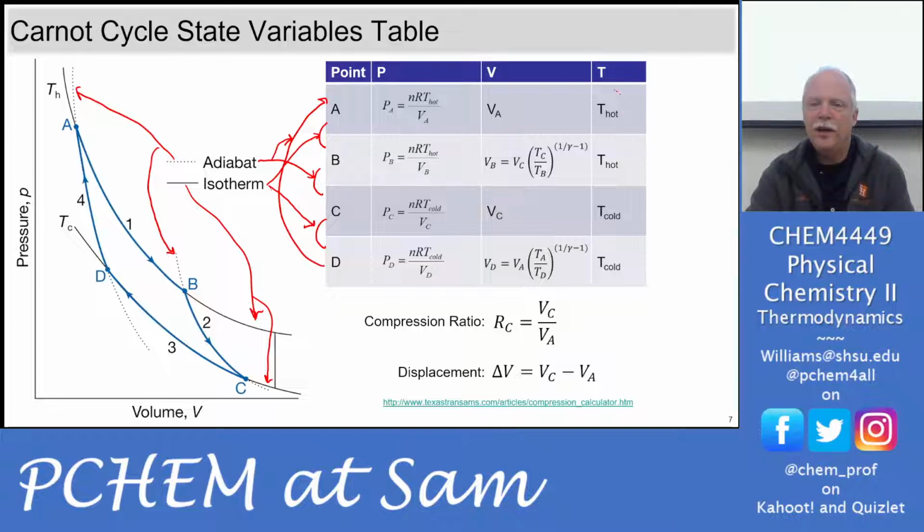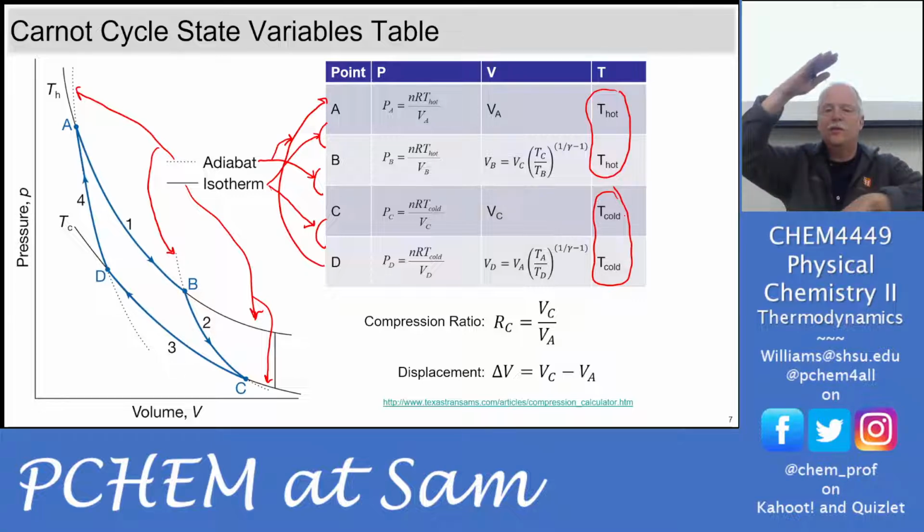And you can see that over here, but that's the key for finding out which of these is hot and cold. You see both A and B are on an isotherm, so they have the same temperature. And then C and D are on an isotherm, so they have the same cold temperature. The farther apart those two lines are, the more work I get out of the system.